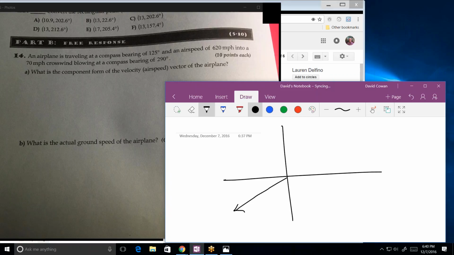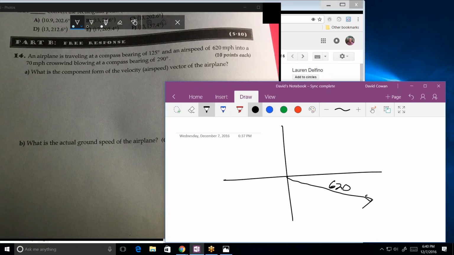Wait, but is the 125 degrees counterclockwise or clockwise? It's to the right, so whatever that way is. That's clockwise. Clockwise, yeah. Okay. So in other words, you're saying that's the direction of the airplane at 620 miles per hour. Yeah. Okay. That's fine. What's that make that angle?